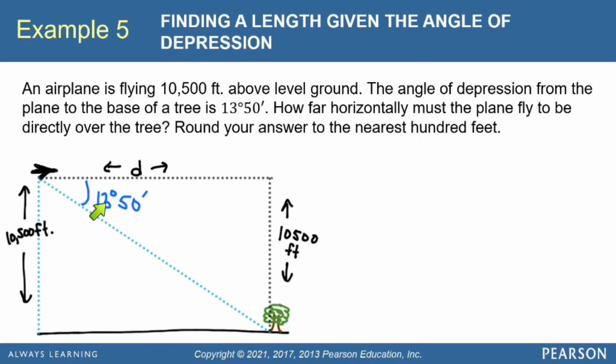We know this angle right here, this 13 degrees and 50 minutes. And the sides that we have are the side opposite from that angle, and the side adjacent is what we're trying to find. So opposite and adjacent, again, makes us think of tangent. So let's write the tangent of 13 degrees and 50 minutes is equal to opposite over adjacent. So that's going to be 10,500 over D.